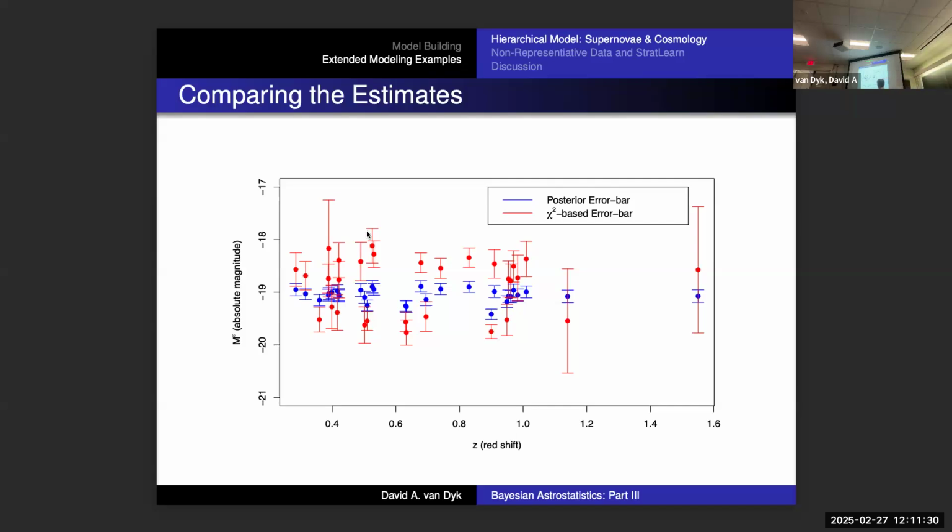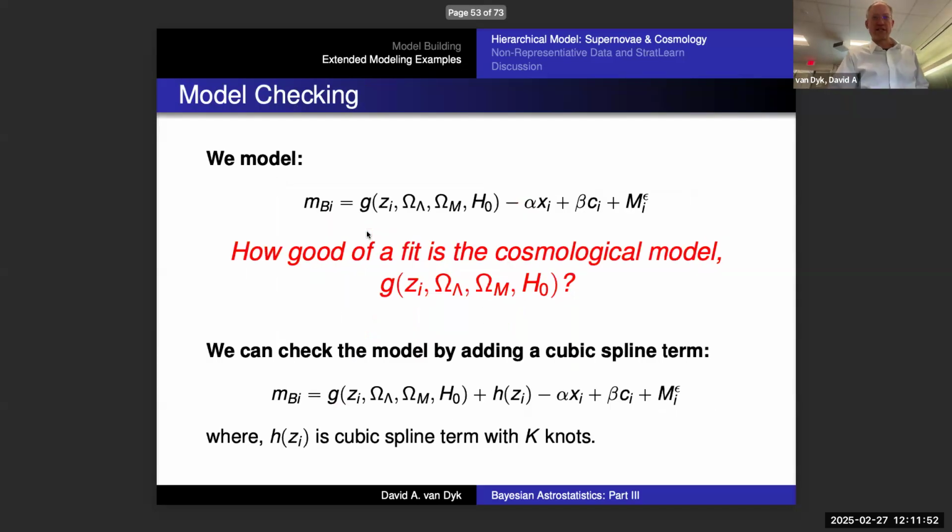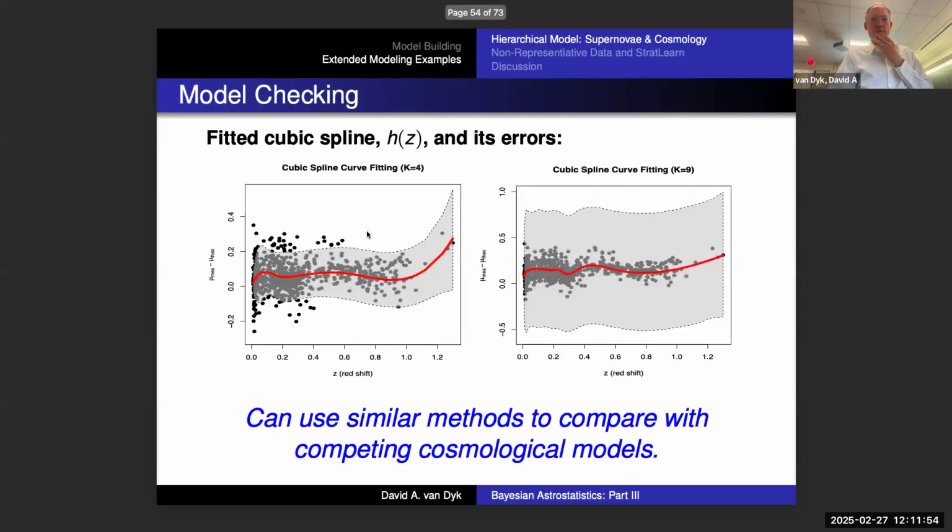And you can see these are, again, a selection of these objects at different redshift, and the little whiskers are the uncertainty, and the blue dots are the estimates. The blue ones are from the Bayesian analysis, and the red ones are without the shrinkage. So you can see that the Bayesian estimates shrink it and the errors get smaller. So that's kind of nice. Let's not worry about that.